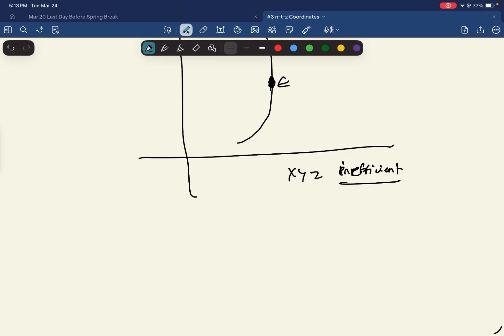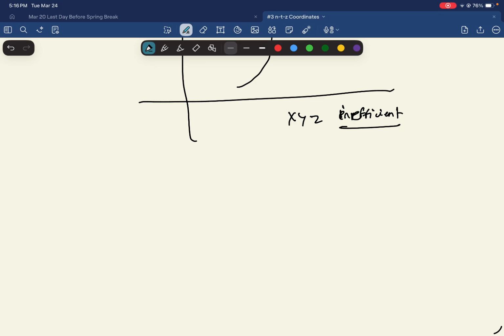And that is how coordinate systems work. It's all about choosing the right coordinate system based on the specific problem. For example, if you want to find out the position of a particle, you use the XYZ coordinate system, but if you want to find out the behavior of the motion, you will use the NTZ coordinate system. But as always, we are going to see this from the system level.